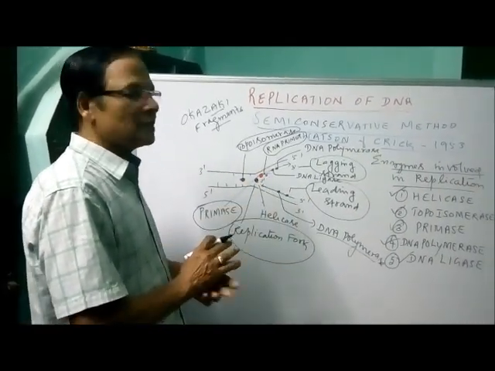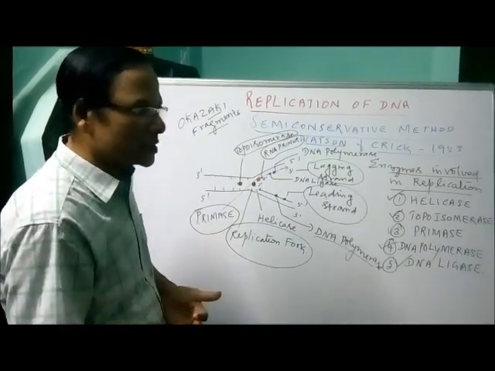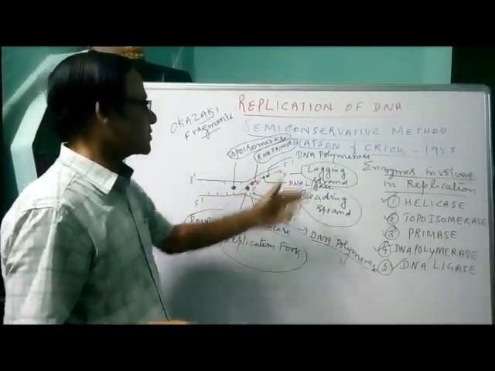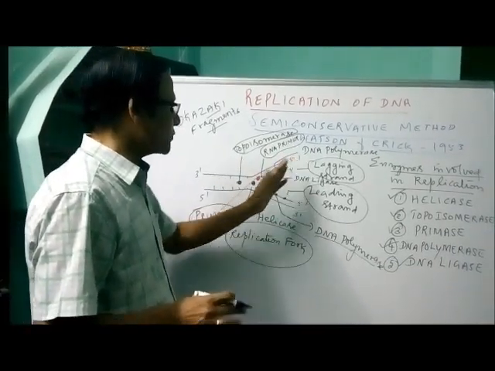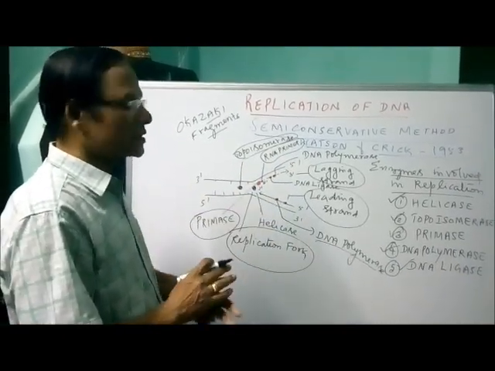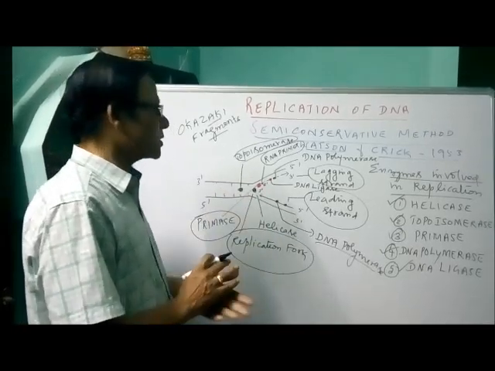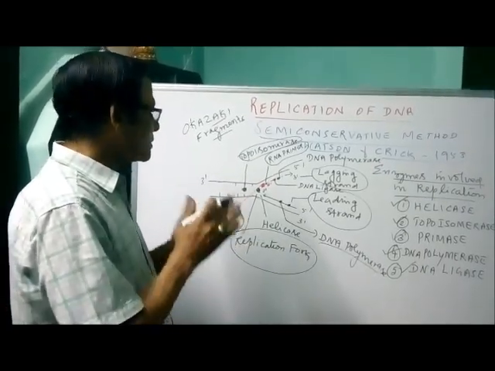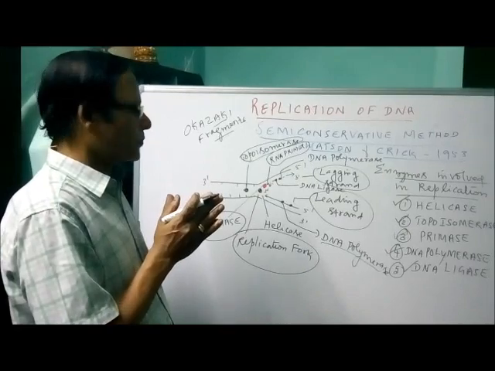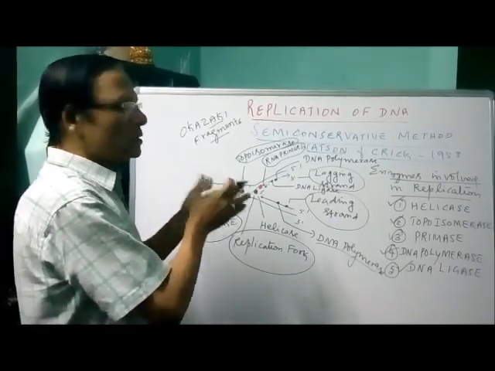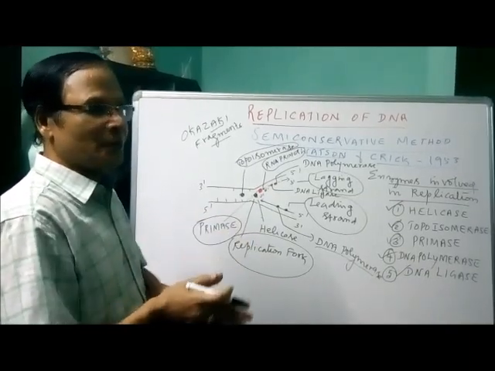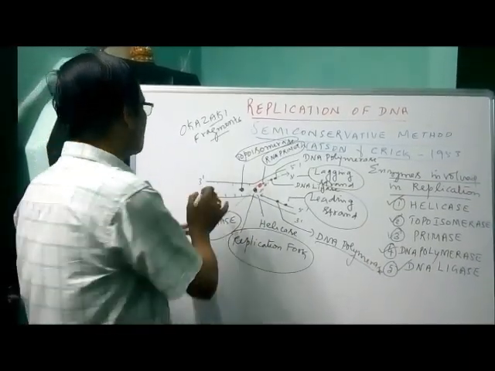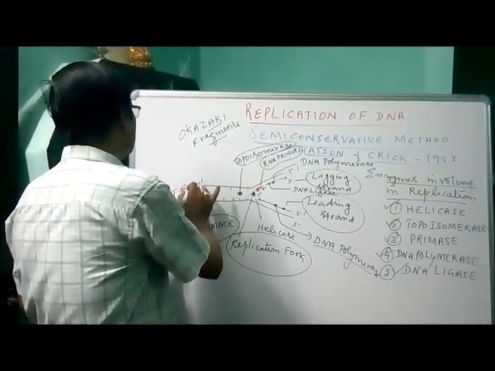Another strand is synthesized discontinuously. That is called the lagging strand. The synthesis of the lagging strand occurs away from the replication fork, and the synthesis of the leading strand occurs towards the replication fork. Now the process of replication stops when the replication forks of the two strands meet in a region. That region is called the terminus region. This is the terminus region.